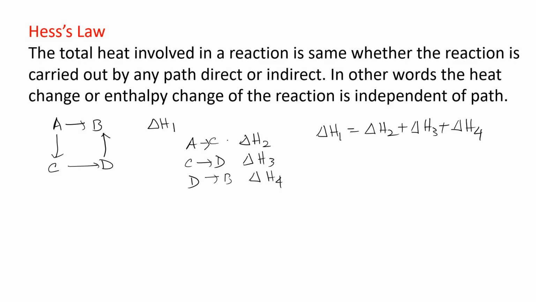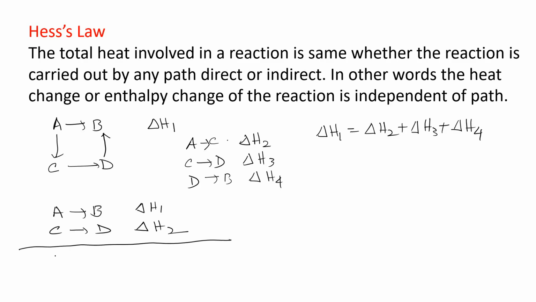Now, say another thing. Say this reaction is A to B, and another reaction is C to D. Here the enthalpy change is delta H1, and here I am considering delta H2. Now, if you add them, then what will it be? It will be A plus C giving B plus D, and the enthalpy change delta H will be equal to delta H1 plus delta H2.